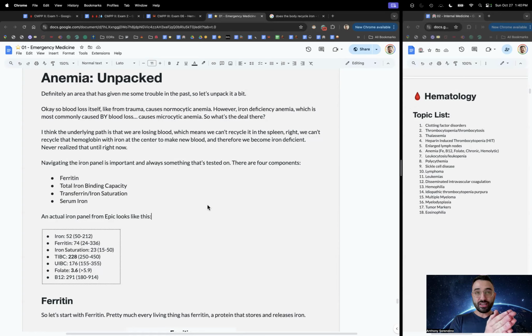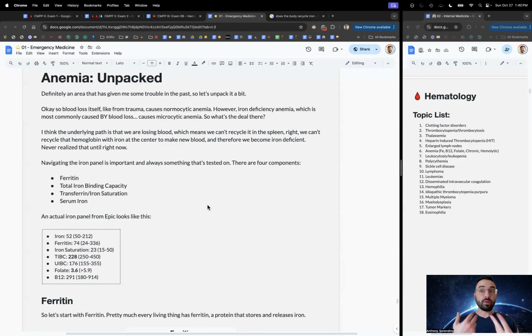But iron deficient anemia, which is a little bit more chronic, let's say you have peptic ulcer disease or some kind of insidious GI bleed, it's going to take a little bit longer. So chronic blood loss is going to be more microcytic. And we'll talk about why in a second.